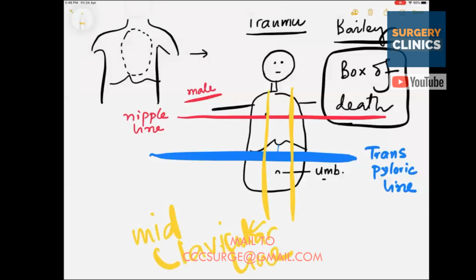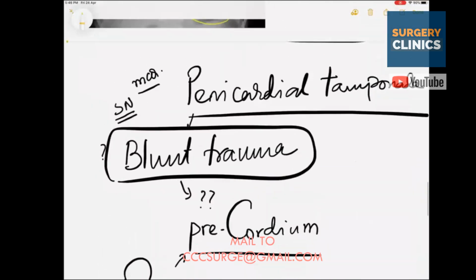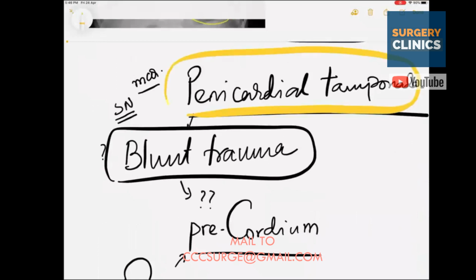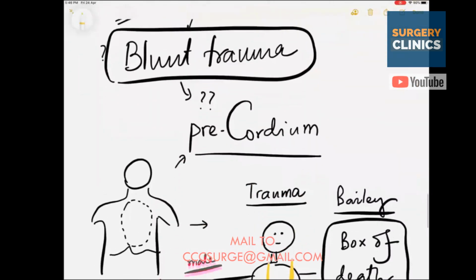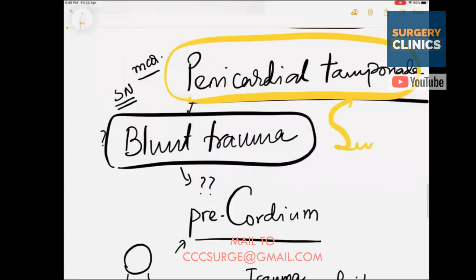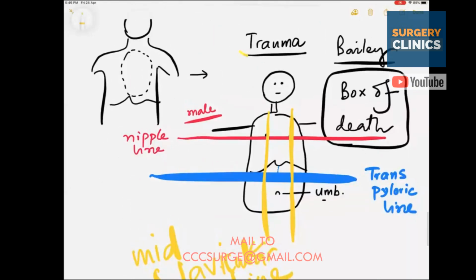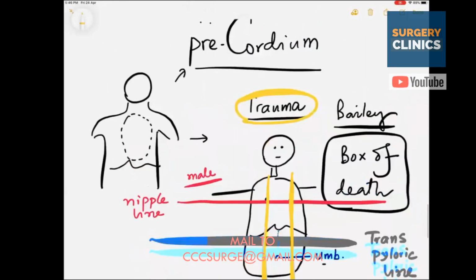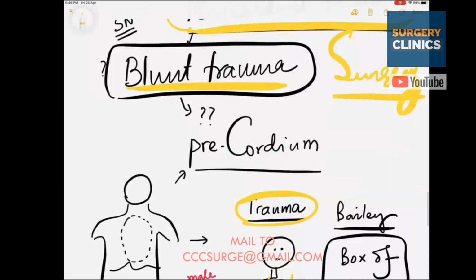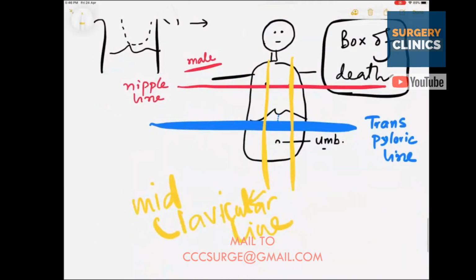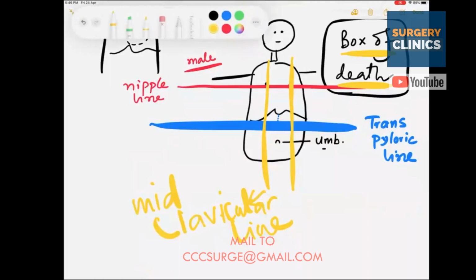I am telling you a disease condition called pericardial tamponade. Pericardial tamponade in surgery, remember, if you are given an MCQ, is more common after an accident. What type of accident? Blunt trauma. And what area? The box of death. It's not a box of chocolate. So there is a nipple line, a transpyloric line, and two midclavicular lines.